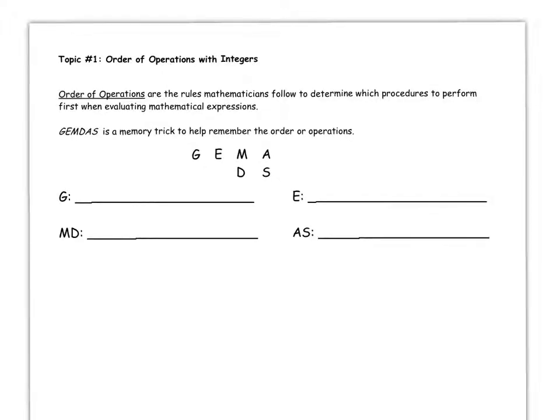All right, so today we are taking notes on our Unit 1A notes packet. Your cover page should say Unit 1A, and we are looking at Topic 1, which is order of operations. This word, order, is really important. I'm going to read this definition. It tells us the rules mathematicians follow to determine which procedures to perform first when evaluating mathematical expressions.